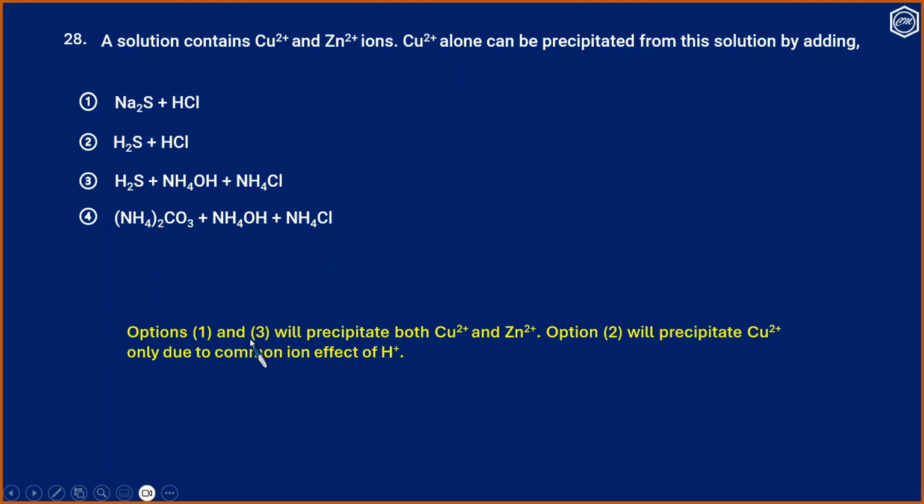Option 1 and 3 will precipitate both copper 2 plus and zinc 2 plus. Option 2 will precipitate copper 2 plus only due to the common ion effect. So option 2 is the correct answer. Yes, that is the correct answer.